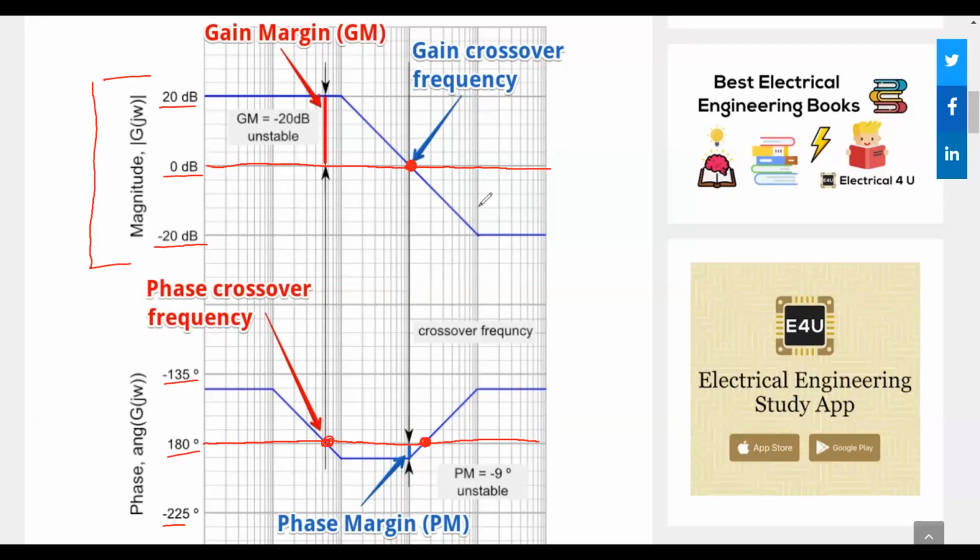How did we get this line? Well, we got it from a transfer function. We got the transfer function of a, let me use G maybe, we got a transfer function of a system. We substituted j omega. Then we made the Bode plot.